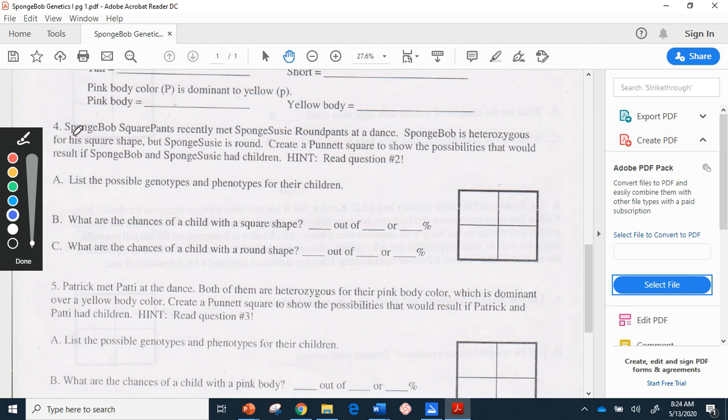Number 4. SpongeBob SquarePants recently met Sponge Susie Roundpants at a dance. SpongeBob is heterozygous for his square shape. So the first tip I'm going to give you is when you get information that's pertinent to your problem, underline it. So here, SpongeBob is heterozygous for his square shape. So right here, I'm going to write Bob.